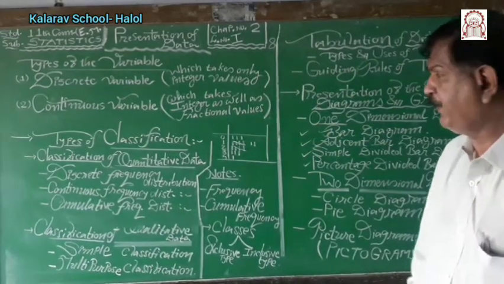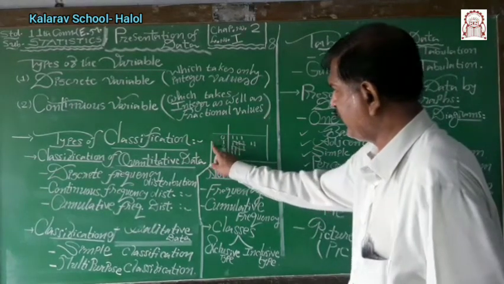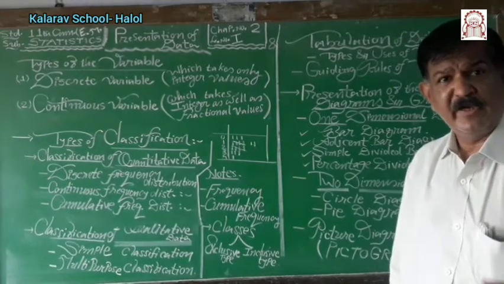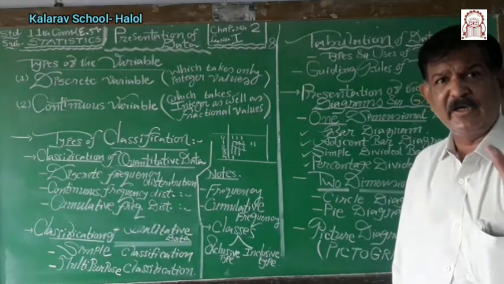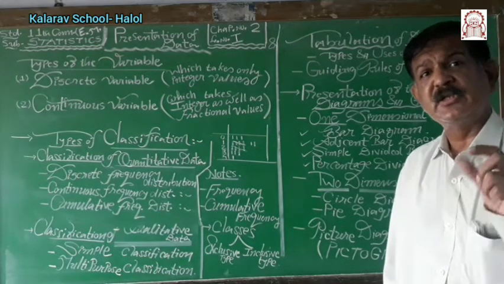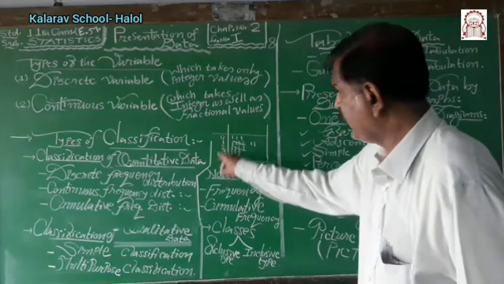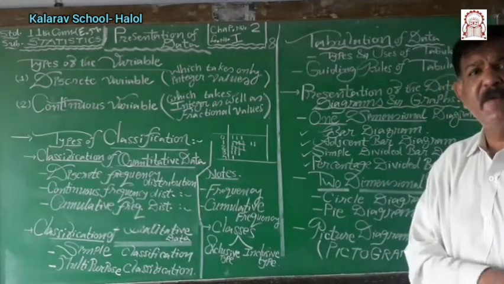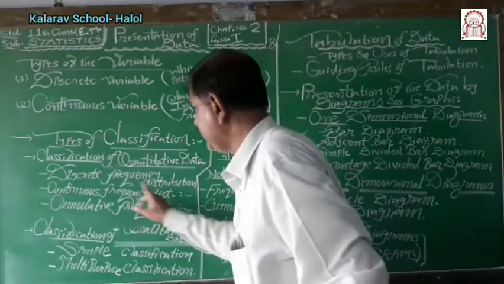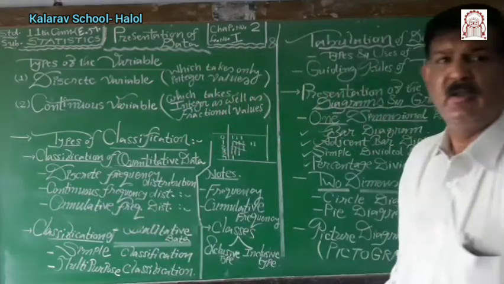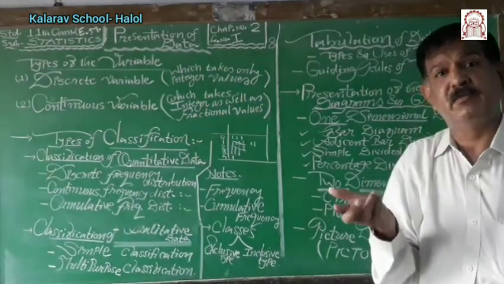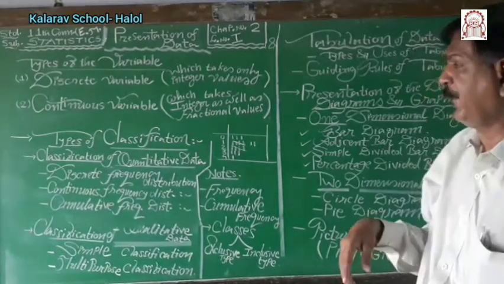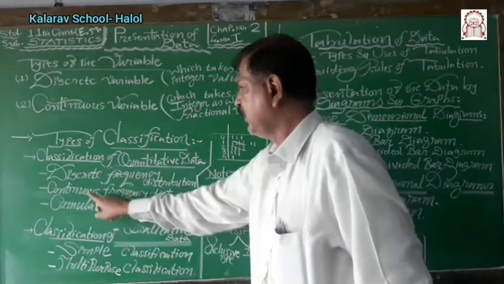Continuous type of distribution: if we take age 0 to 10, 10 to 20, 20 to 30, 30 to 40, 40 to 50, weight in kilogram 0 to 20 kilogram, 20 to 30, 30 to 40, 40 to 50, 60 and above, means here age, weight, height, speed, this type of variables are taken. Then the frequency distribution is known as continuous type of frequency distribution, because complete 20 years and 2 months, 20 years and 3 months, 20 years and 4 months. Then this type of classification is known as continuous type.